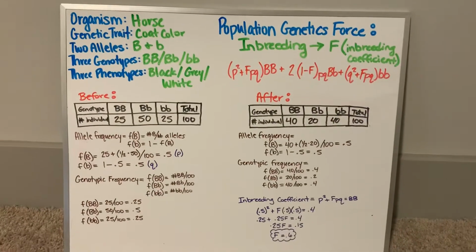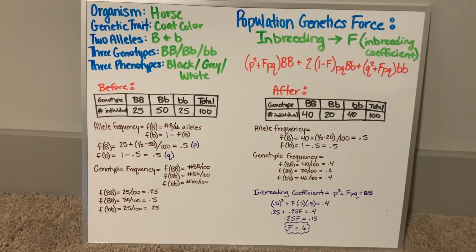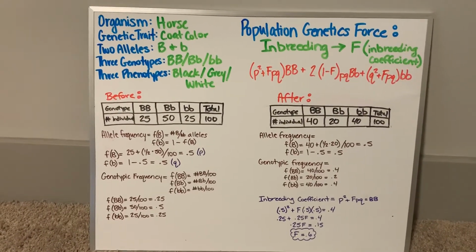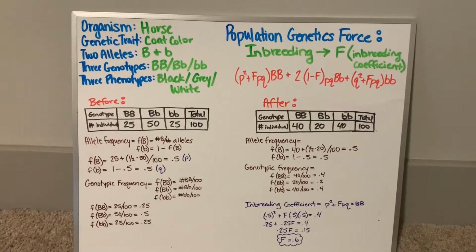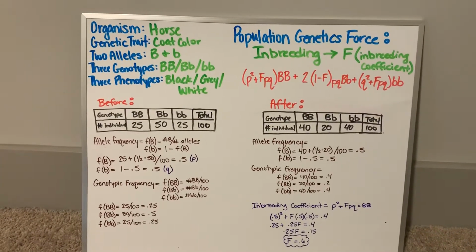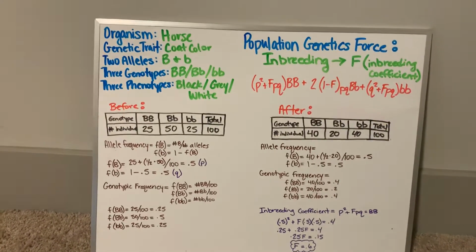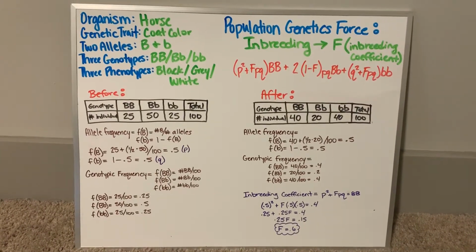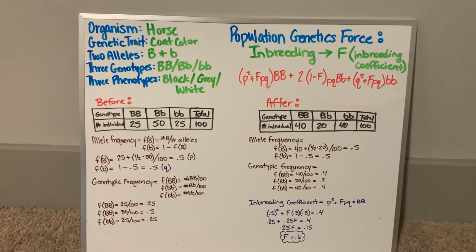Okay, so in this prompt, we were either going to be making up or using a real organism to demonstrate one of the following population genetics forces. I went with inbreeding. And so the organism I used was a horse. The genetic trait we're looking at is coat color. The two alleles would be big B and little b. The three genotypes would be homozygous big B, heterozygous, or homozygous little b. And the three phenotypes would be black, gray, and white for the three respective genotypes.